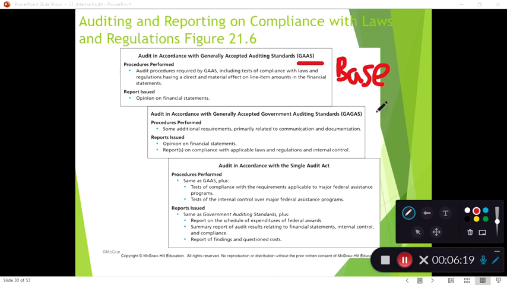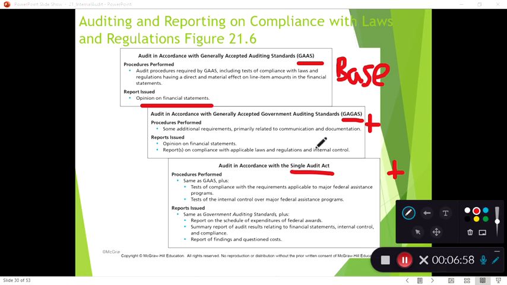okay? And then depending on the type of firm and some other conditions, you might have to add the governmental auditing standards, and then you might have to add, in addition to that, the Single Audit Act requirements, okay? So, again, kind of generally accepted auditing standards, or especially if you're talking about a private company, they have to follow the opinion on financial statements.